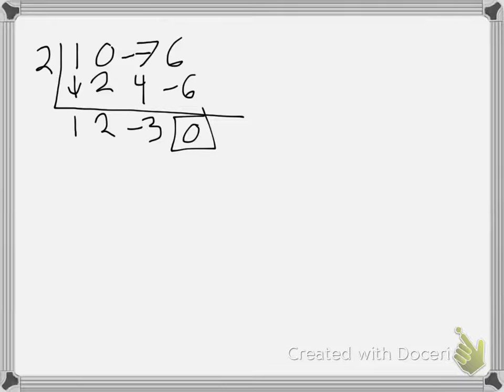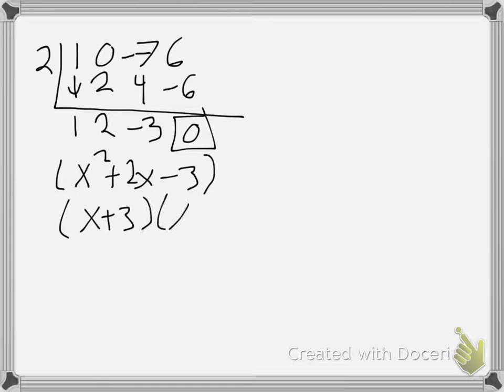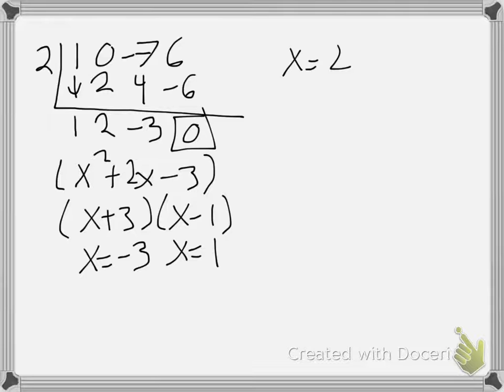Okay, so that's one of our zeros. And now our polynomial that we have left over is just x squared plus 2x minus 3. And that's easily factored to x plus 3, x minus 1. So x equals -3, x equals +1. So all of my zeros are x equals 2, x equals -3, and x equals 1.